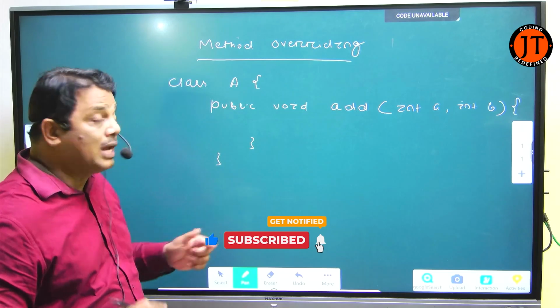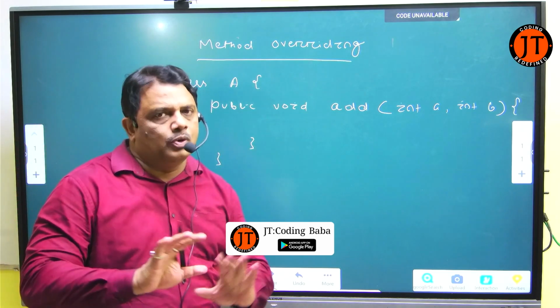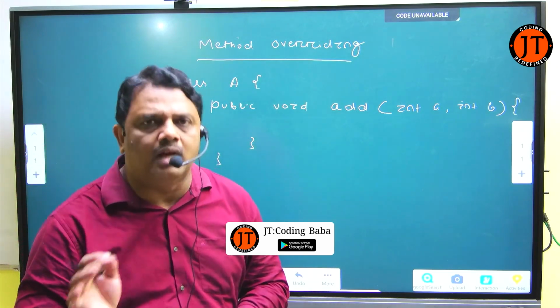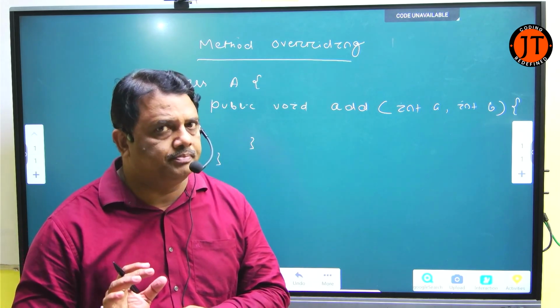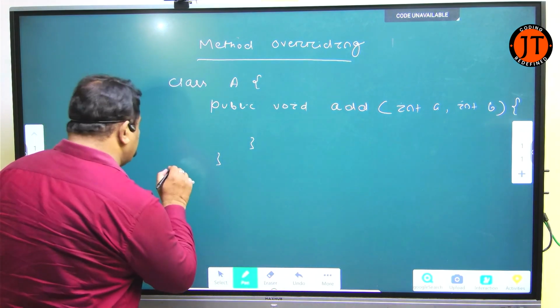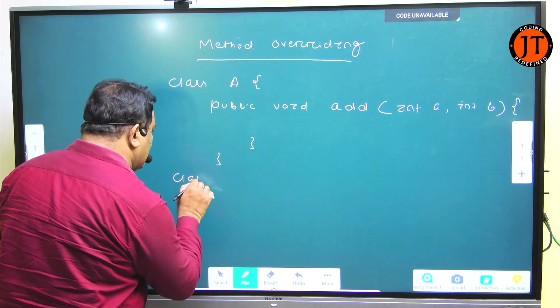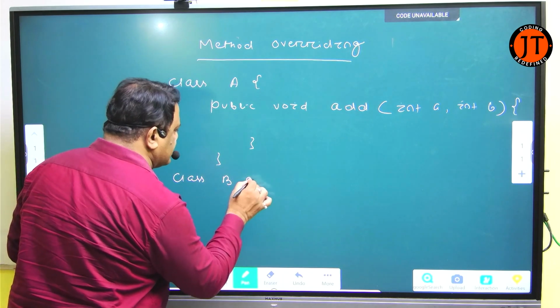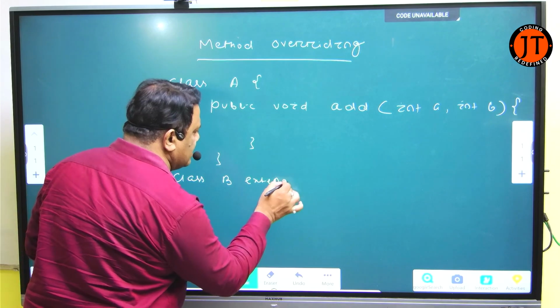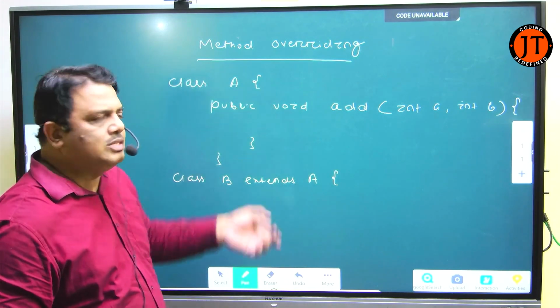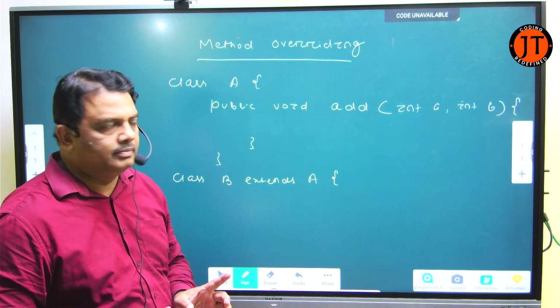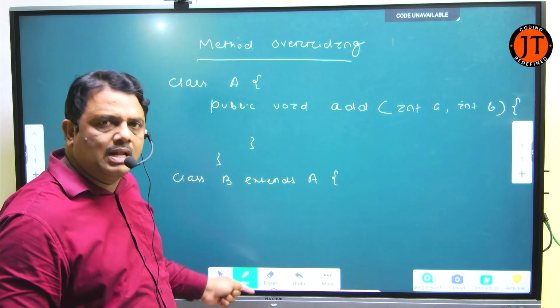Now the question is, what do I tell? Overriding is only possible in inheritance. Without a relationship, method overriding can never be possible. What is my next job? I have a class, class B extends A. See, without inheritance, overriding is never possible. Where can I override the base class method?